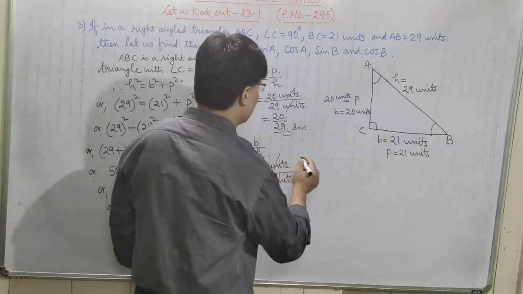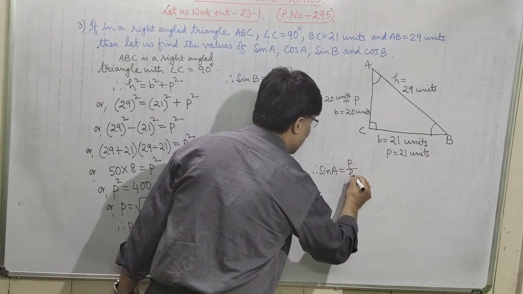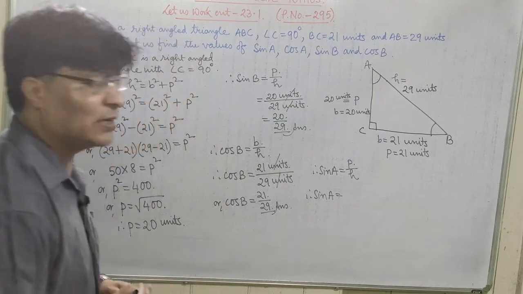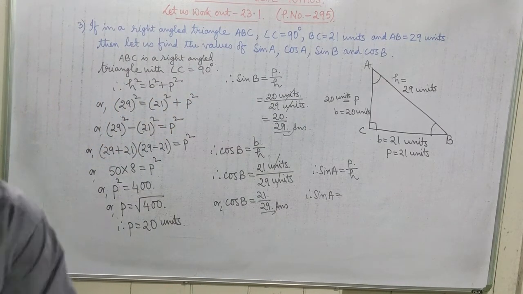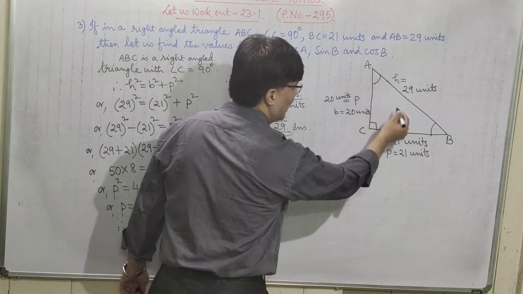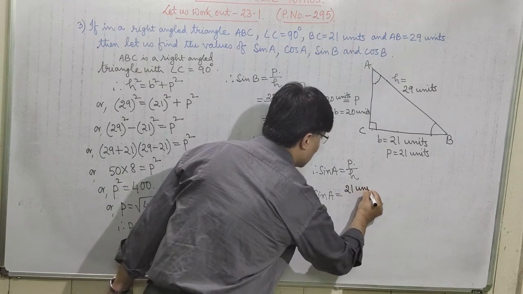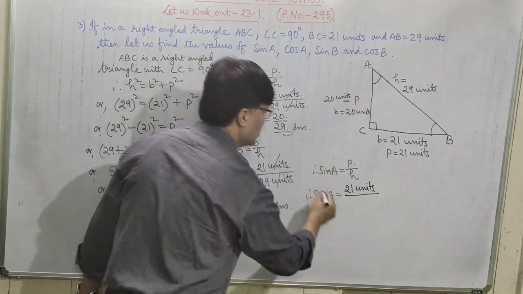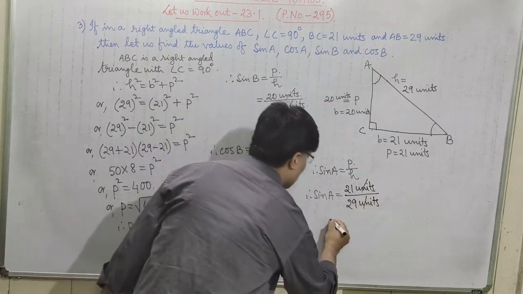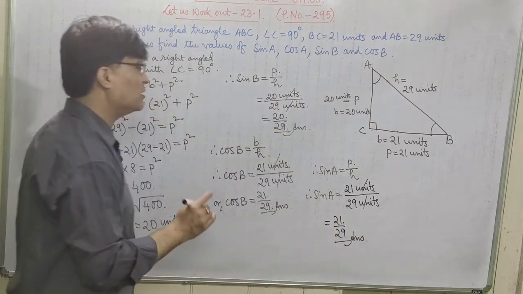Okay. So now let us find out sine A. Therefore, sine A is equal to P by H. Now what is the value for P in this case? If this angle A is considered, the side opposite to this angle will be the perpendicular. That is, BC will be the perpendicular, 21 units. So it is 21 units divided by, which is the hypotenuse? This is 29 units. Units get cancelled, so this is 21 by 29. So this is the answer for sine A.